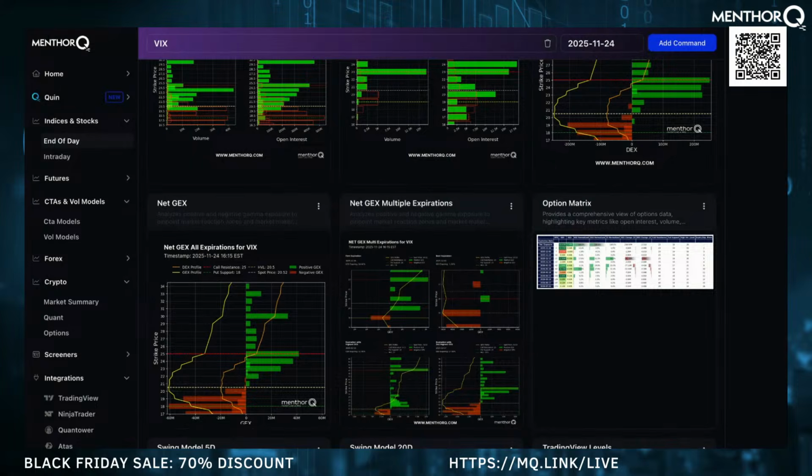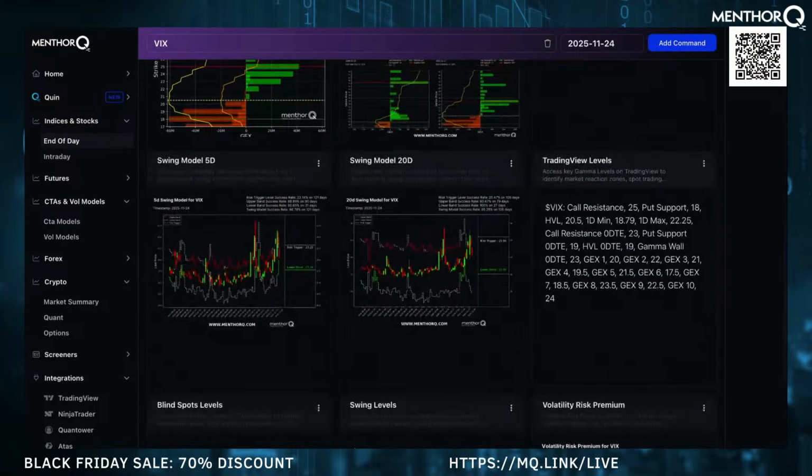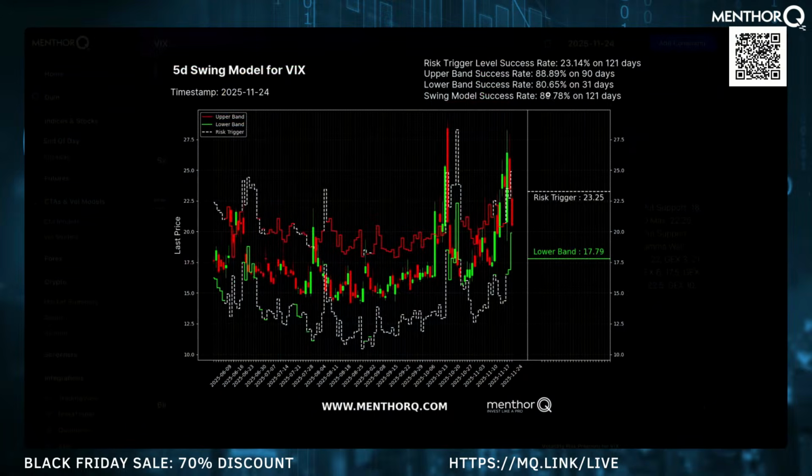And I also want to have a long-term view. Therefore we have our 5-day swing model for the VIX. Now I'm looking into the success rate. The lower band triggers me, and I'm seeing, oh, lower band success rate 80% on 31 days. Perfect. So 17 is the same area I was talking about with the 20 and near the 18.50. So it will be matched with this.